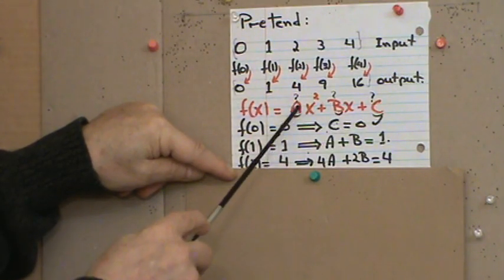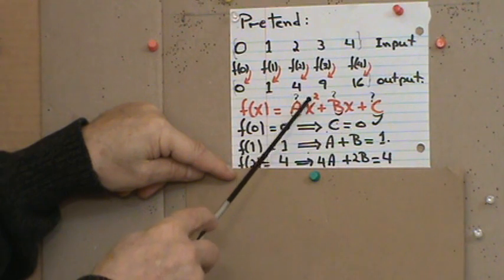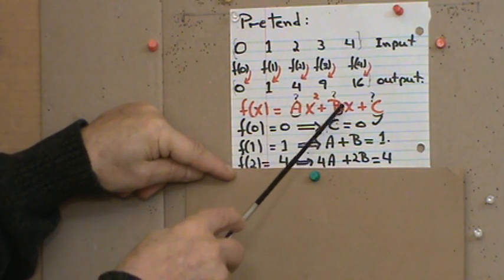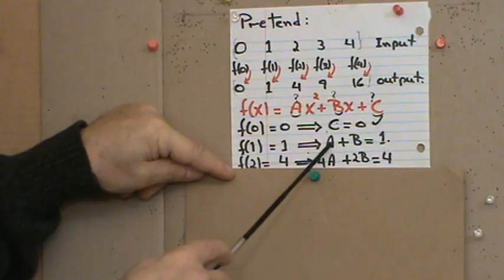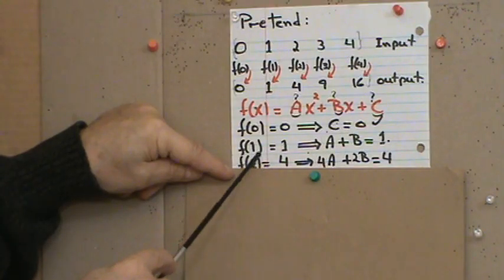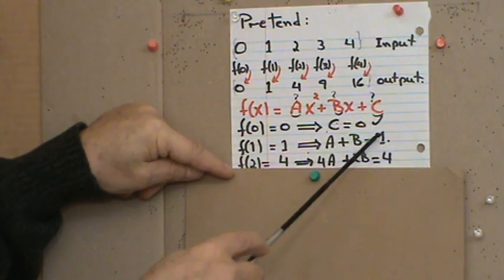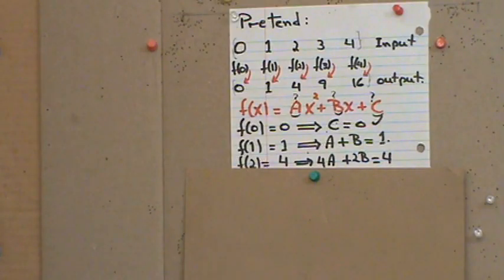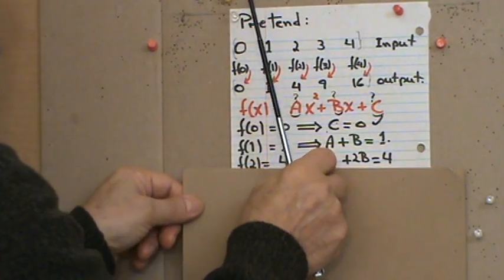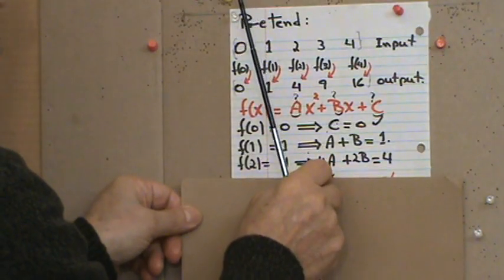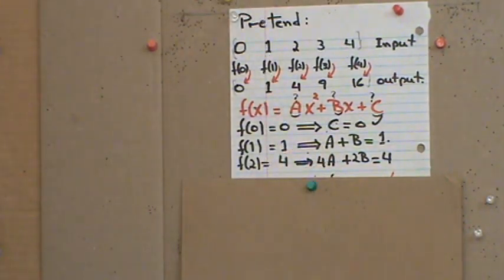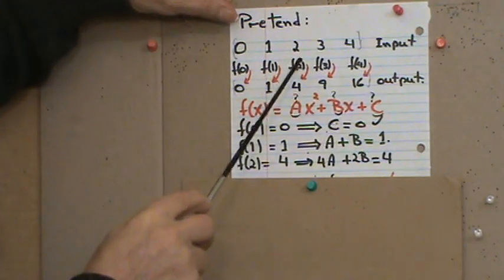So when I put 1 for x, I get a. I put 1 for x, I get b. So a plus b will be the output, which is what? Which is 1. So a plus b equals 1. I have found one equation. Now I go to the next one. Because I have 2 unknowns, I need another equation so that I can find my a and b. Now this time the input is 2.